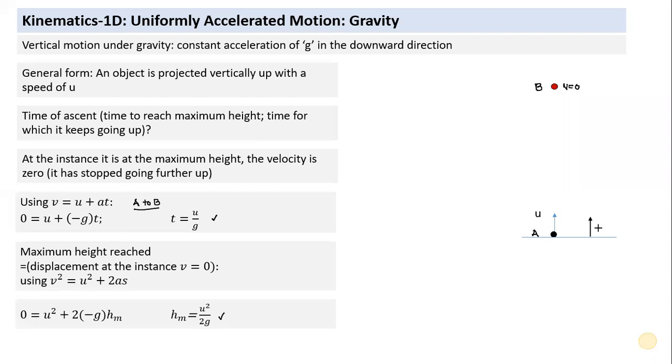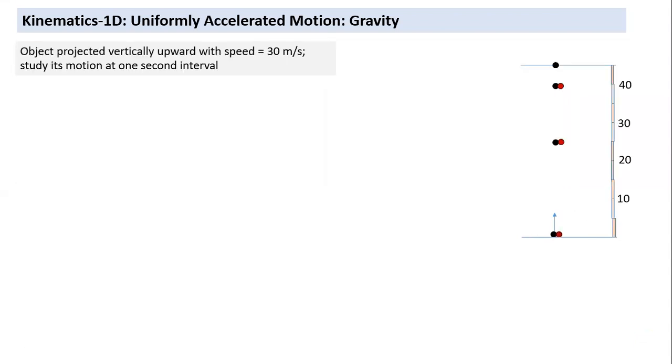Let's apply this in some simple cases. Let's come back to the previous question we had done. I'll just write what this was. At t is equal to 0, we were at point A. At t is equal to 1 second, this was t is equal to 1. This was t is equal to 2. This was t is equal to 3. This was t is equal to 4. And this was t is equal to 5. And this was t is equal to 6.